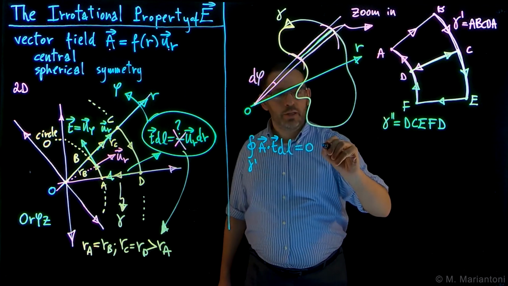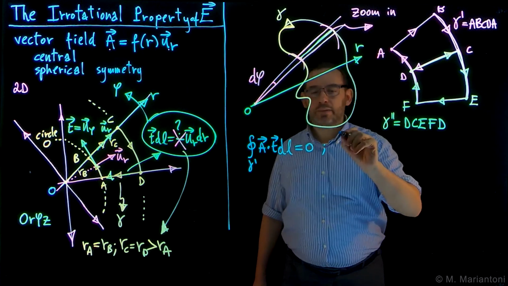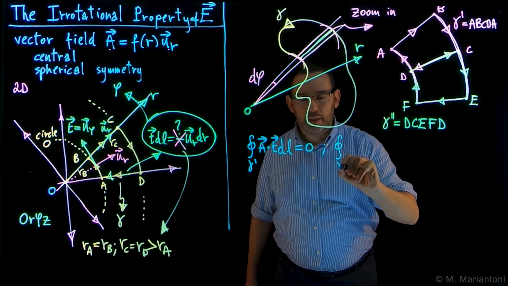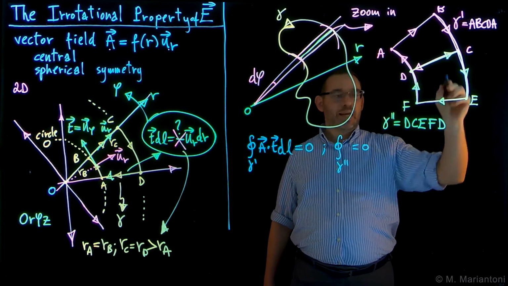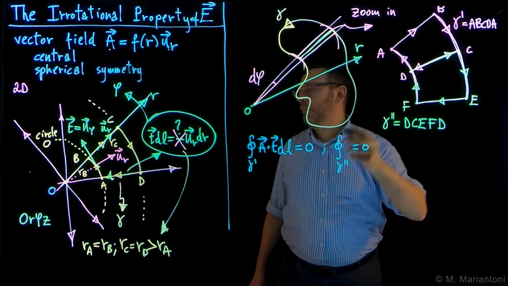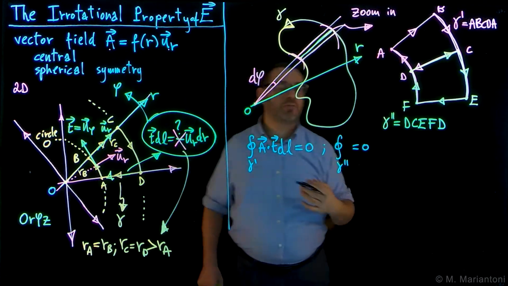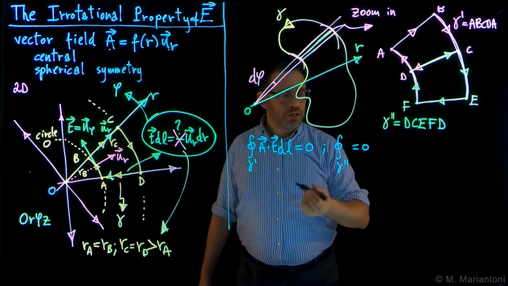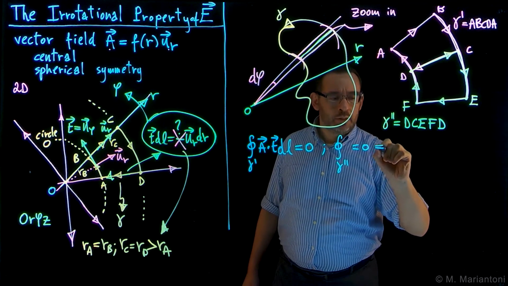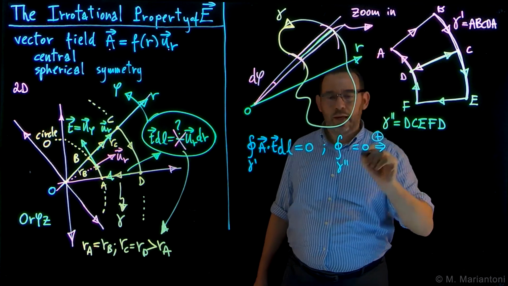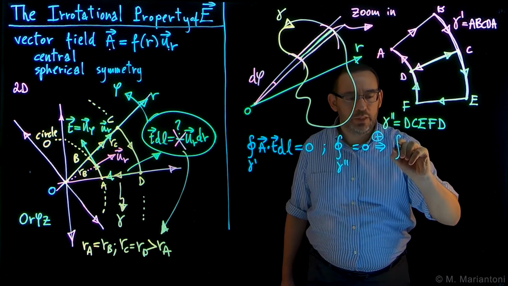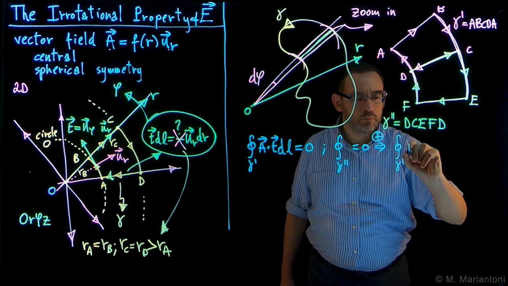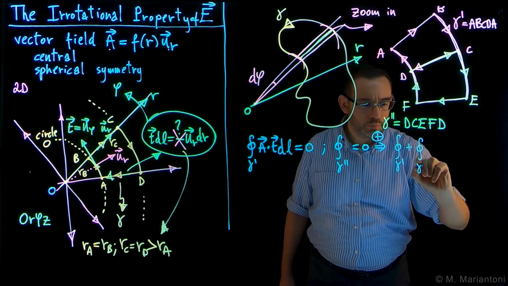In addition, obviously also the line integral on gamma double prime has to be equal to 0, because the line gamma double prime is also very similar to gamma prime and very similar to gamma. It's actually the same kind of line. So now we can sum up these two integrals, okay? If each of them has to be 0, also their sum has to be 0.